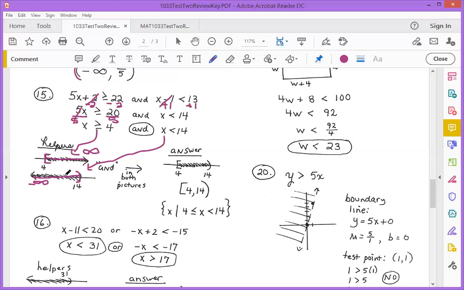Now, where's our combination for both? We want to know values of x that fit both of these ranges: greater than or equal to 4, and less than 14. So greater than or equal to 4, right here, that boundary, the lowest point we want is 4, so we use the bracket and 4. The highest point we want is 14, so we use 14 with parentheses. Therefore, the range that encompasses both inequalities would be bracket 4, comma 14 parentheses.